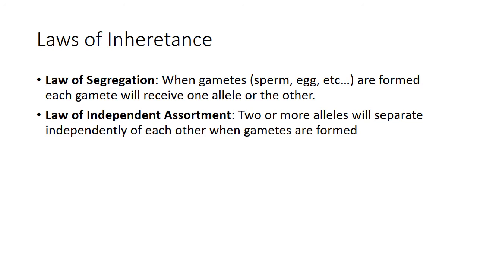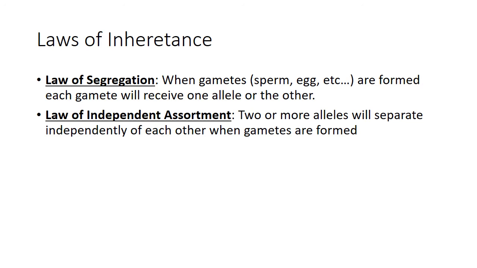Now, the law of segregation states that when gametes, so sperm and ovum, are formed, each gamete will receive one allele or the other. Now, this is really important because in meiosis, this is how we separate the chromosomes during metaphase 1. Those chromosomes line up on that metaphase plate, and then we separate the chromosomes in anaphase 1. So between metaphase 1 and anaphase 1, the law of segregation is what says how we split them up.